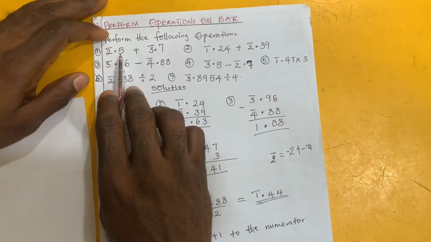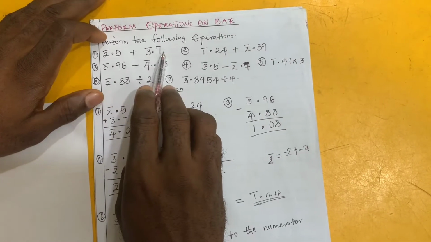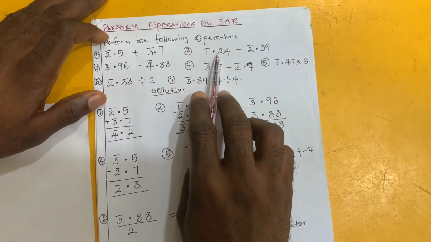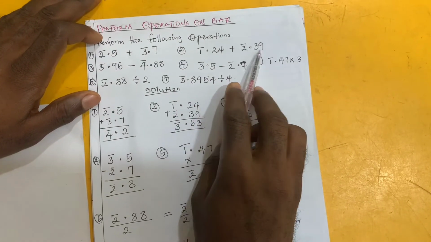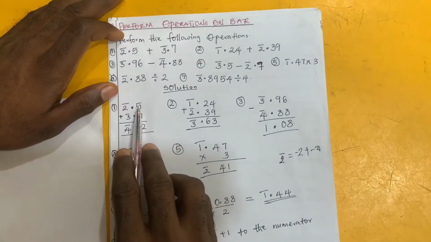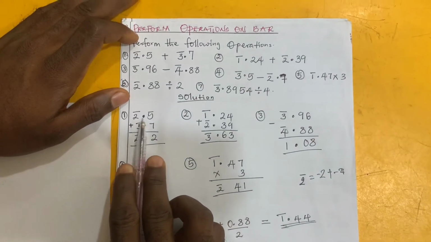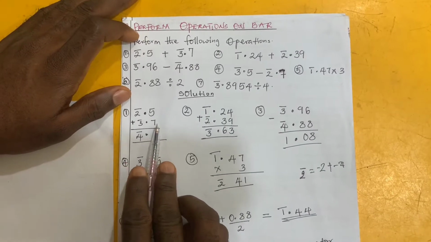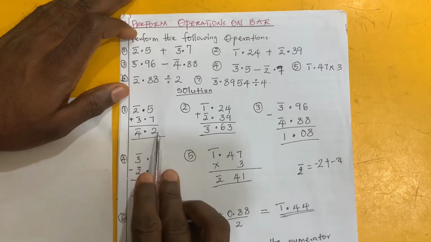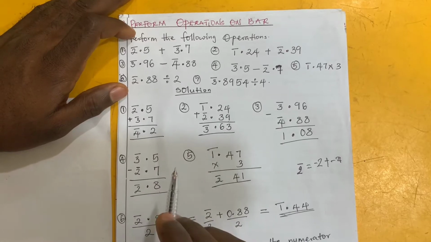This is bar 2.5 plus bar 3.7, and this is bar 1.2.24 plus bar 2.39. So if you add them together, this is the first one, which is what? Bar 2.5 plus bar 3.7. Now 5 plus 7 is 12. So write 2 here and carry 1, right?